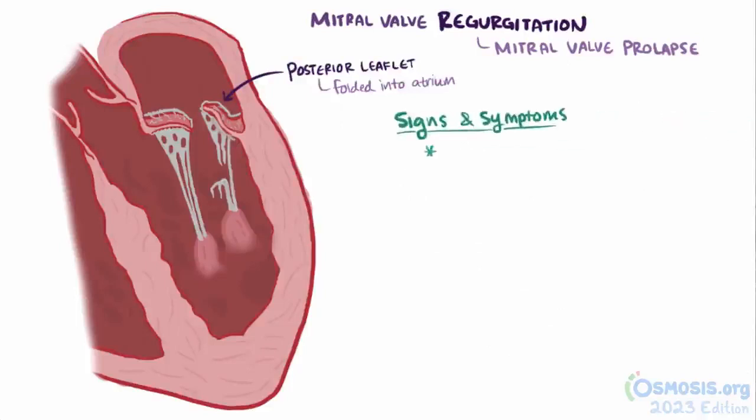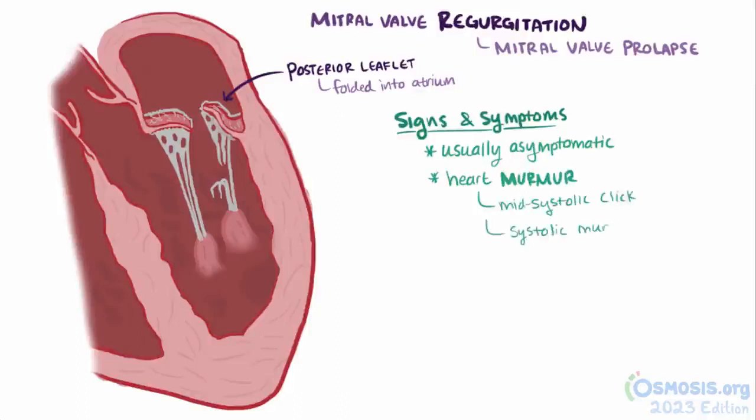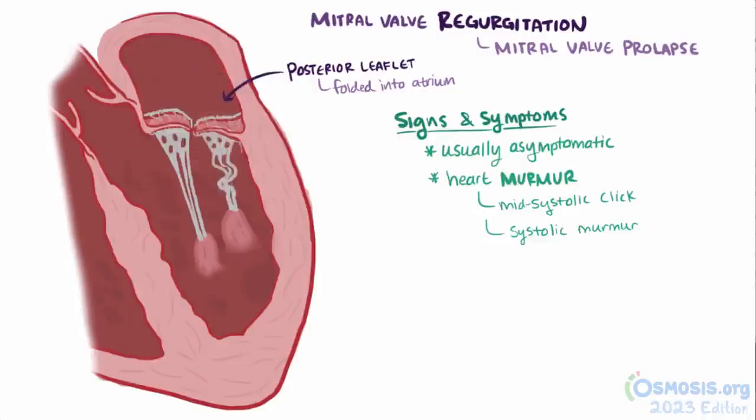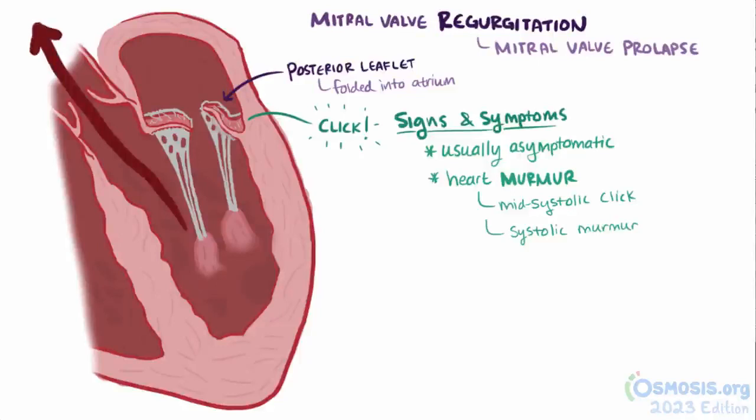Patients with a mitral valve prolapse are usually asymptomatic, but often have a classic heart murmur, which includes a mid-systolic click, which is sometimes followed by a systolic murmur. The click is a result of the leaflet folding into the atrium and being suddenly stopped by the chordae tendineae. Although mitral valve prolapse doesn't always cause mitral regurgitation, it oftentimes does. If the leaflets don't make a perfect seal, a little bit of blood leaks backward from the left ventricle into the left atrium and causes a murmur.